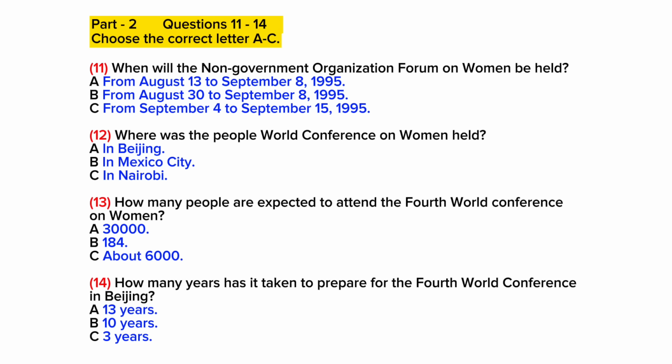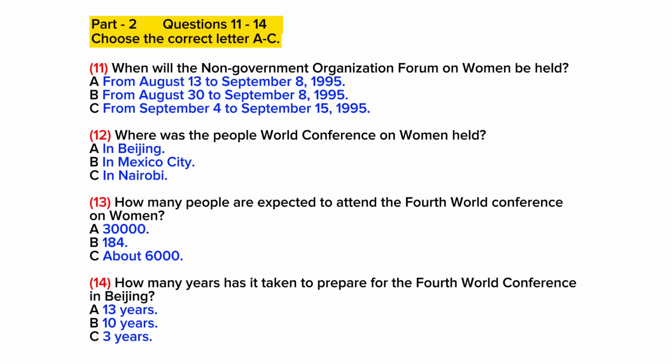There will be 2 meetings held in Beijing, and they will overlap. 1. The NGO, Non-Governmental Organization Forum on Women, will be held in Beijing from August the 30th to September the 8th, 1995. The other one, the 4th World Conference on Women, FWCW, of the United Nations, will be held in Beijing from September the 4th to the 15th, 1995.